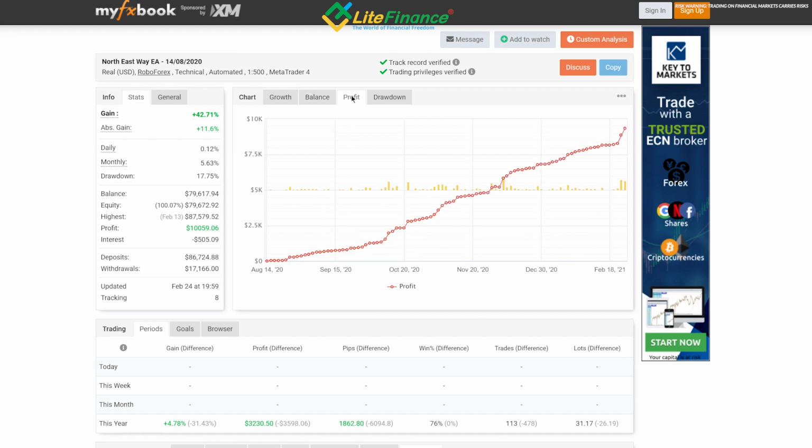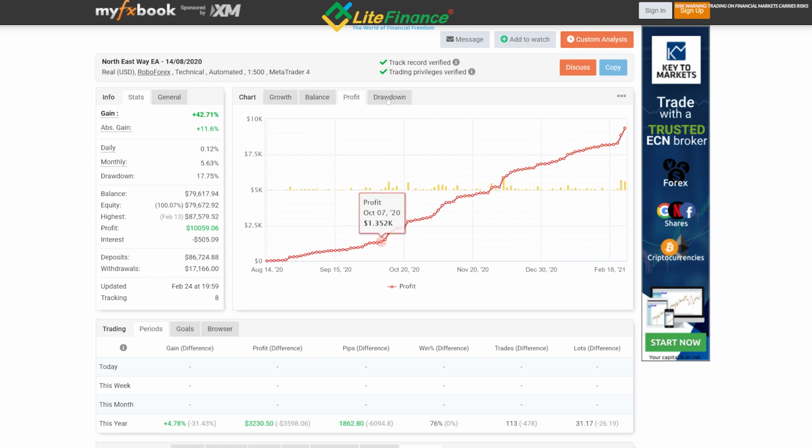Next, we have profit. The chart represents basically the profits that were made on this account. It provides little information, but it can still be of use. If the trader doesn't top up the deposits or withdraw the money, the chart should look like the one in the growth tab. There shouldn't be any divergence between the charts.